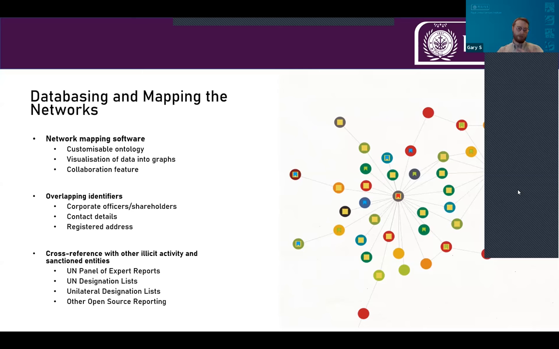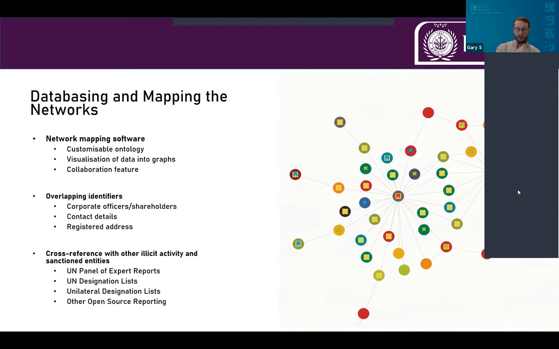From that, what we're looking for is overlapping identifiers. So corporate offices, shareholders: do they own any other companies? Are they connected to anyone else? Contact details: do some of these connected companies share contact details, as well as overlapping registered addresses, or are some of these companies in the network located, for example, in the same building?